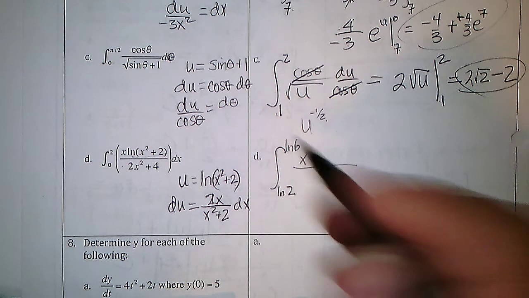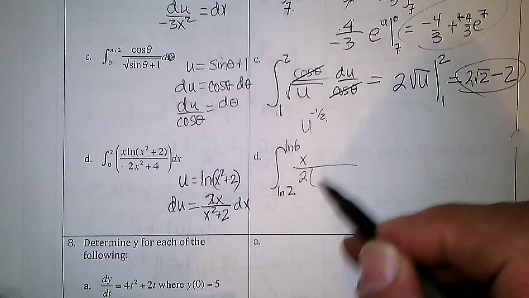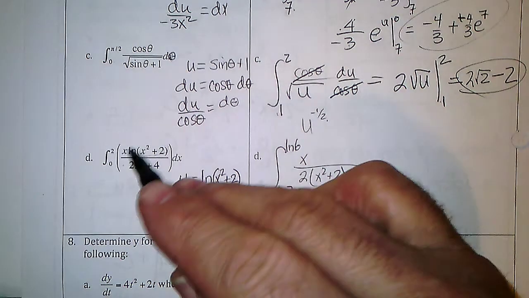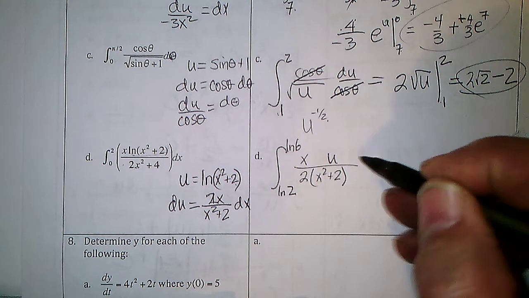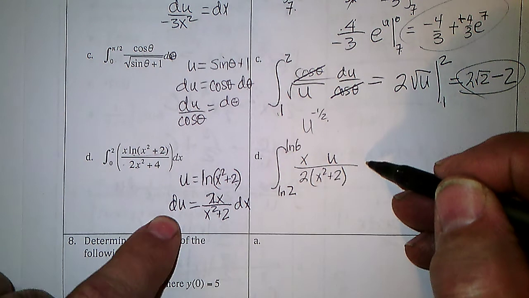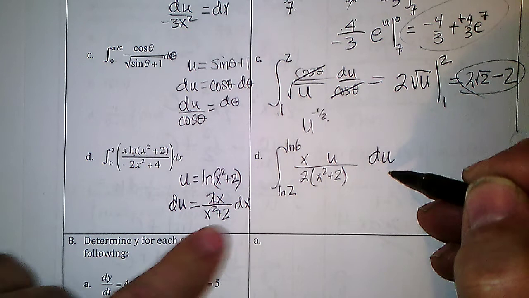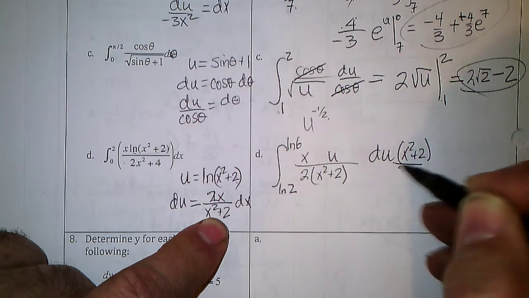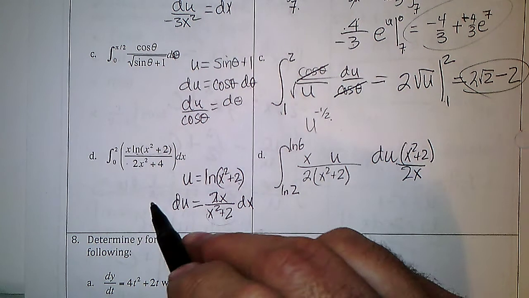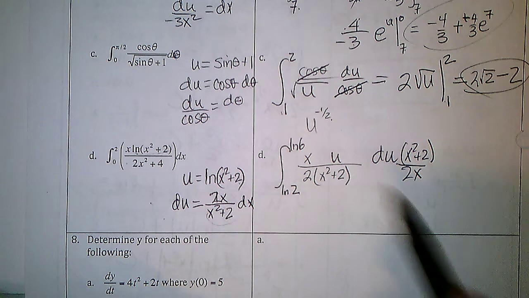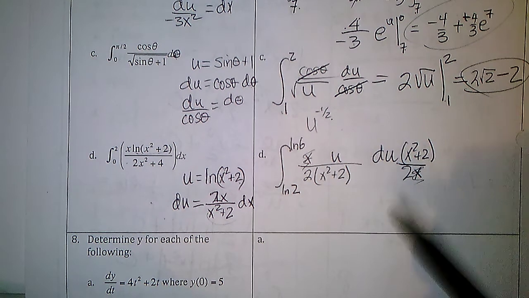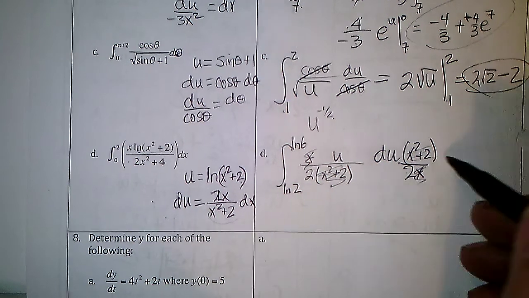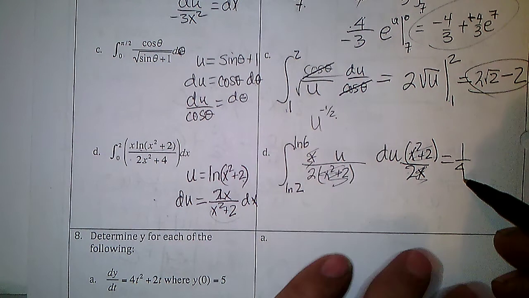And I'm going to have x, and then in the denominator, I'm going to factor out a 2. I'm going to have an x squared plus 2. In the numerator, I let all of that be u. And dx is du times x squared plus 2 divided by 2x. Multiply this by both sides and divide by 2x. And this x cancels that x, and this cancels that. And I have a 2 times a 2, which is a fourth, because they're both in the denominator.